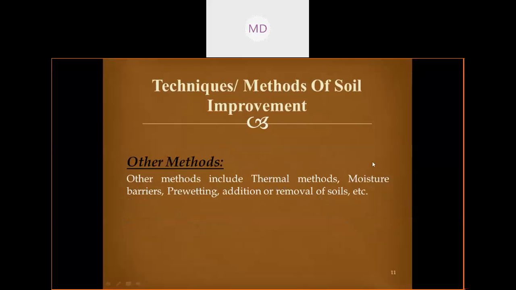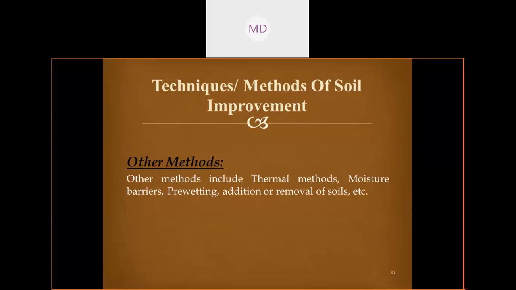Then the moisture barrier method is also there. Moisture barrier method is the process of minimizing differential movement or differential settlement of a road pavement constructed on excessive expansive clay. That is, if a road is constructed on an expansive clay soil, then there will be chances of differential settlement or differential movement. So these barriers are provided so that it is prevented.